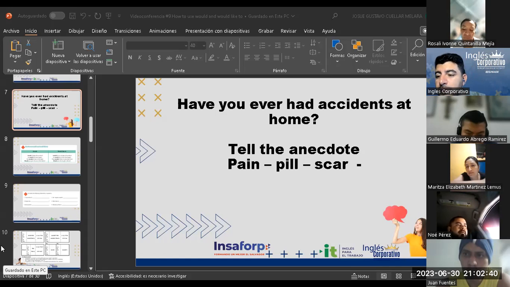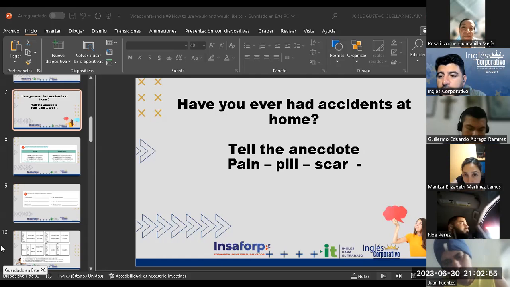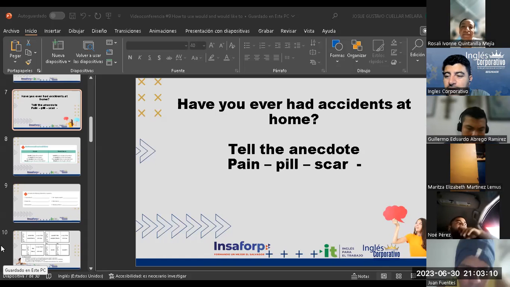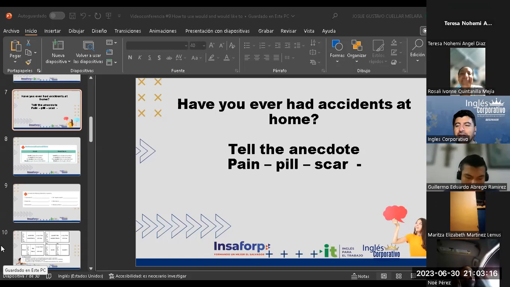Does it count to hurt yourself with a knife when cooking? Cooking, okay. Yes, it's not that bad. Okay, so you have that kind of wound. Tuviste como una pequeña herida. When cooking, sometimes, especially, for example, when you are chopping, cuando estás cortando, tomatoes or something like that, sometimes we can have some accidents. Thank you, Rosalie. Okay, we go with Gustavo and then Teresa.